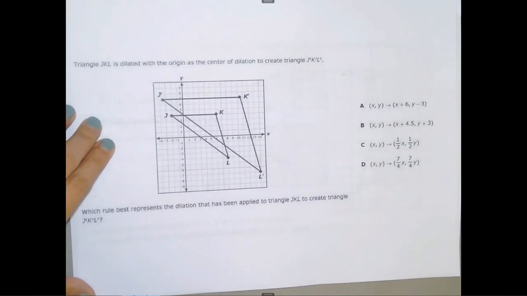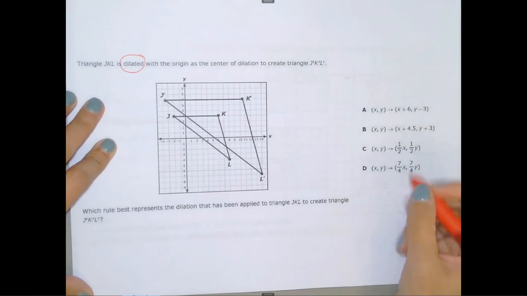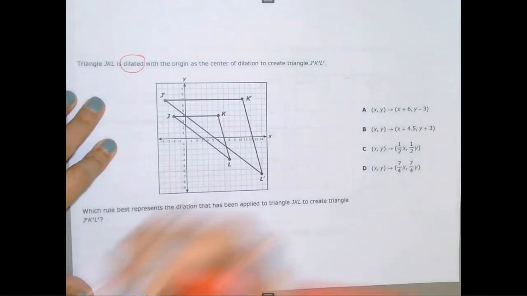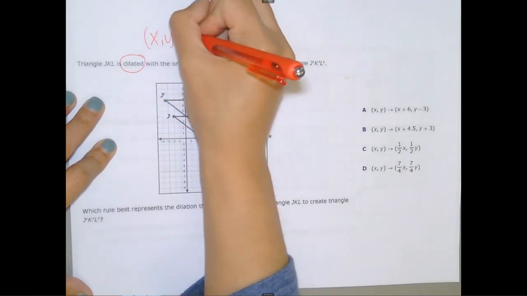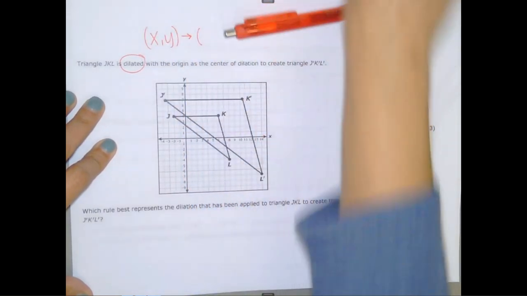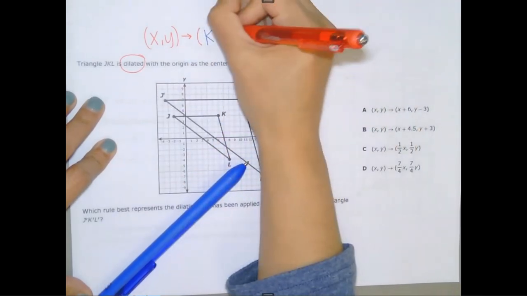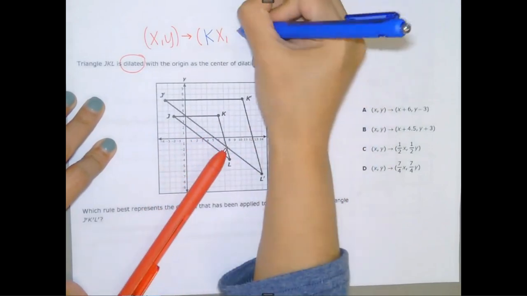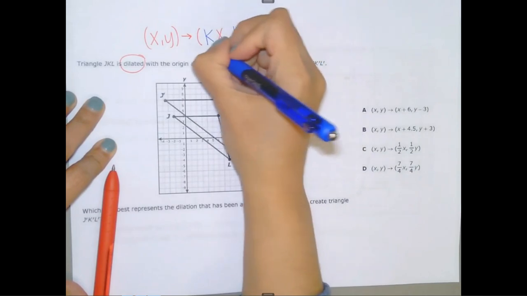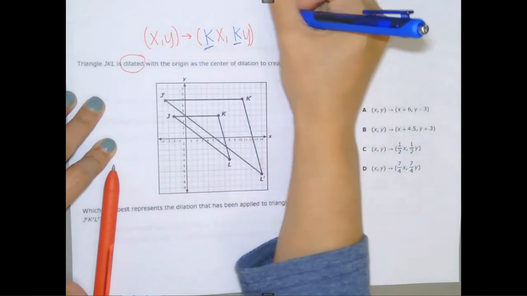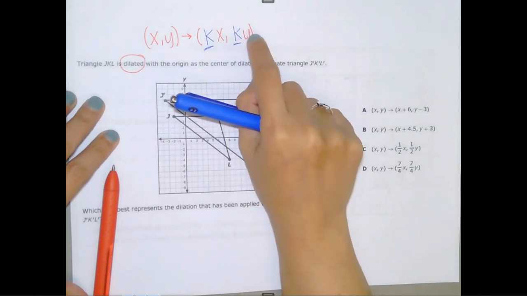So one of the key words in this problem is dilated, and that helps because I remember our dilation rule is always X, Y, with our arrow, and we take our scale factor, which is represented by K, and we times it to our X coordinate, and we take that same scale factor and we times it to our Y coordinate. So our dilation rule should have a number touching a letter and a number touching a letter.